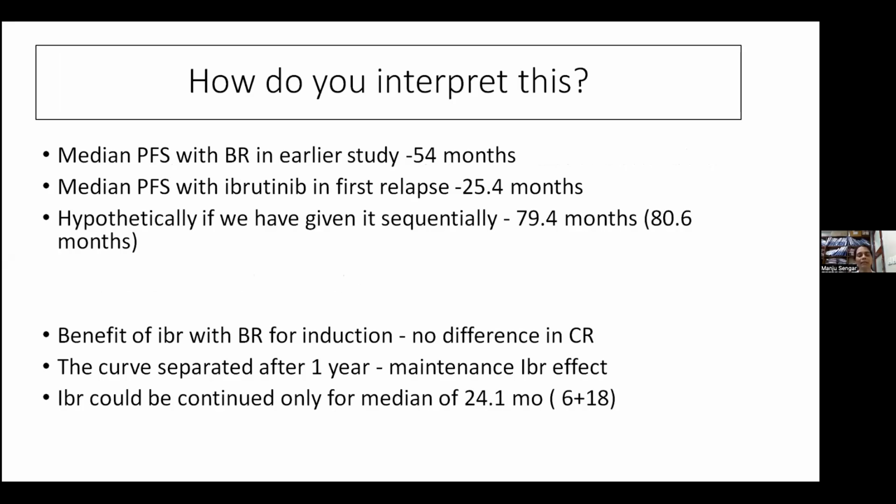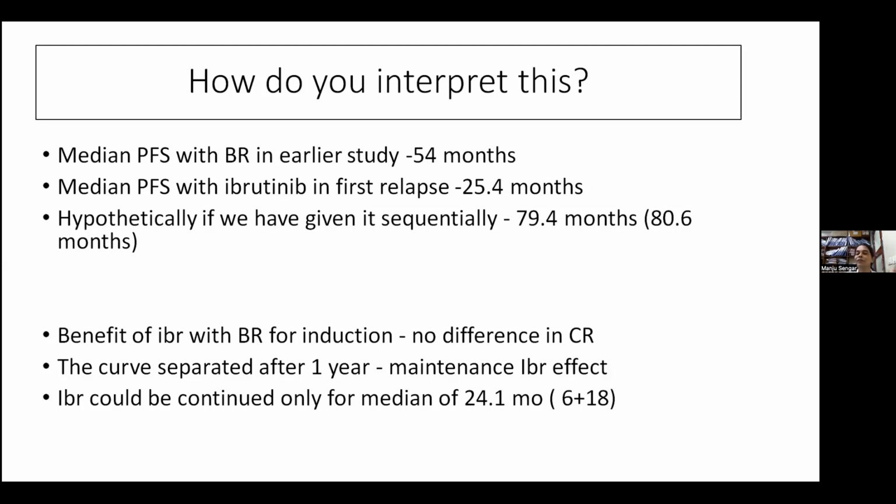So if you remember, in between, I had mentioned that in 2016, a study came in where the median PFS with BR alone was 54 months. And if you give ibrutinib at the time of first relapse, the median PFS, reported from a clinical trial, is 25.4 months. So instead of combining everything together, if they were to use these regimens sequentially, hypothetically, they would have got a 79.4 months PFS. And the study had a PFS of 80.6 months, probably at the cost of lesser toxicity.